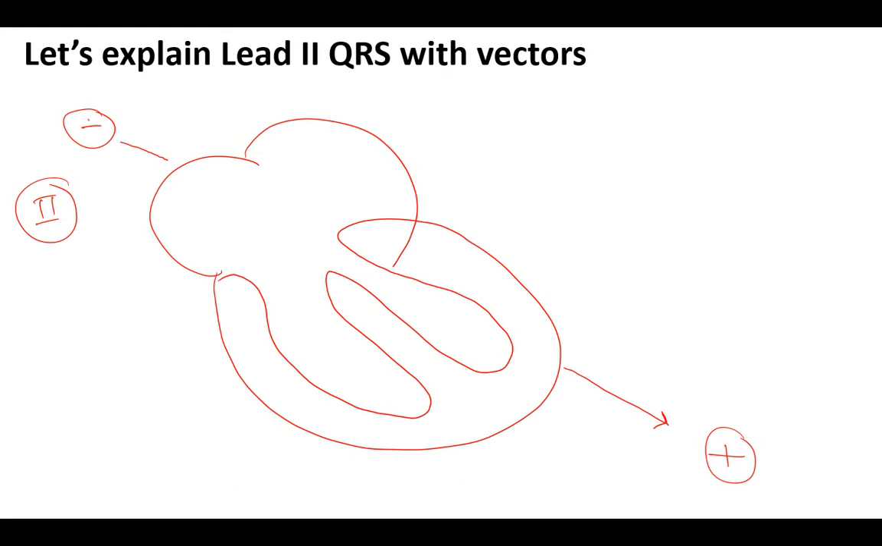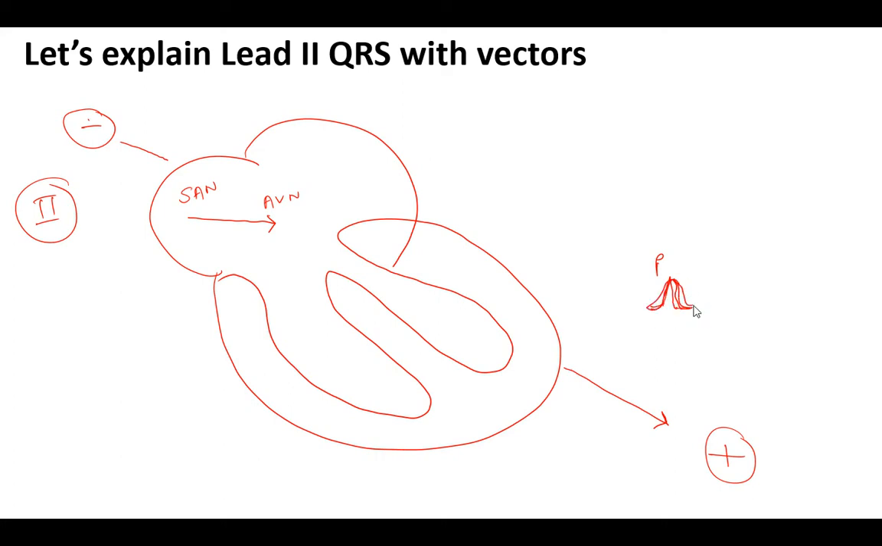Now what will we do? The first vector, the atrial vector, is moving in this direction, that is from SAN to AVN. This is the first vector. So it will give a slight positive deflection in lead 2, and it is your P wave. So it will give a positive deflection.